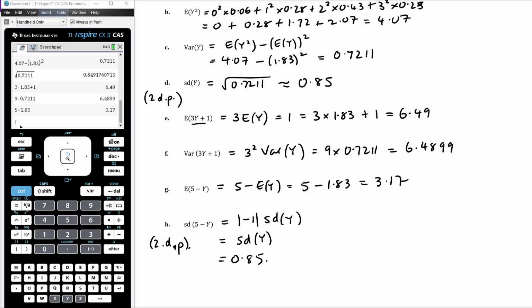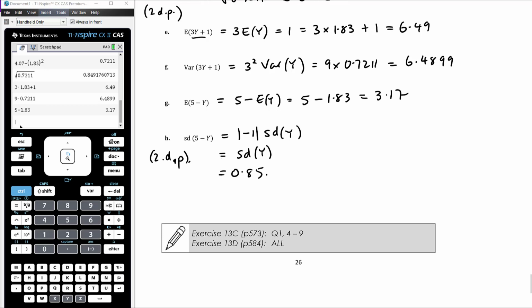So that's a bit of discrete random variables in a nutshell. That idea of what is a discrete random variable, what is a probability distribution, how do we set it up, how do we use it to calculate probabilities, how do we calculate the centre, which can be measured by mean or median in maths methods, and how do we calculate the spread, which can be measured by variance or standard deviation.